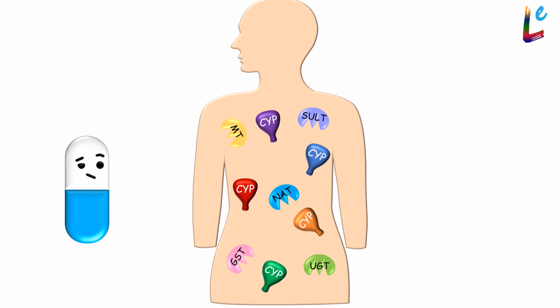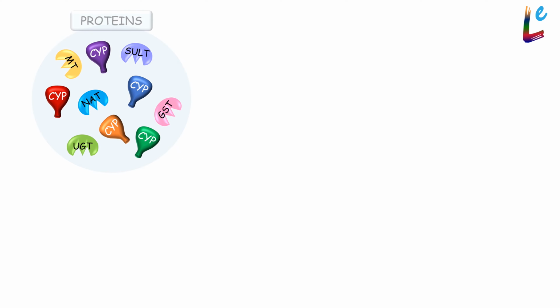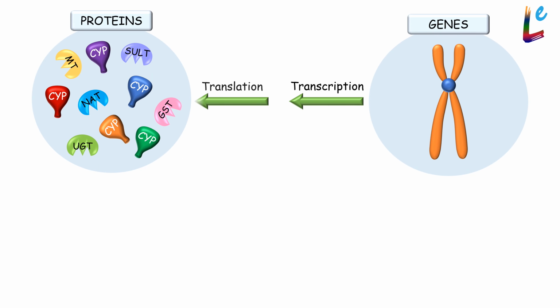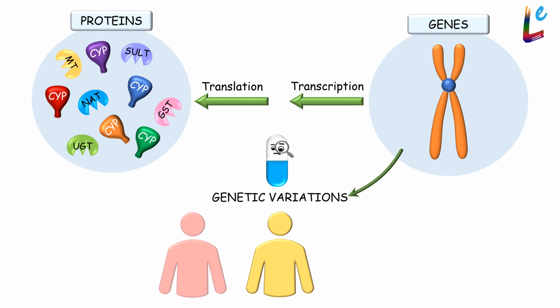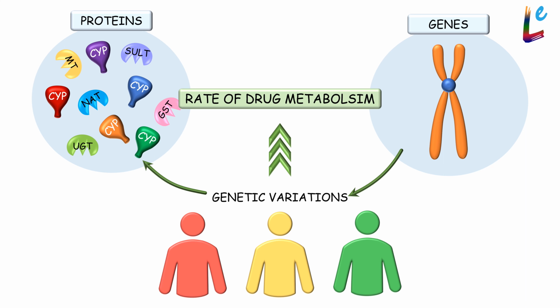One last question before we end this video. Where did these drug metabolizing enzymes come from? Enzymes are proteins, and proteins come from genes. So, can genetic variations among individuals affect drug metabolizing enzymes? Absolutely. These variations can affect the rate of drug metabolism.